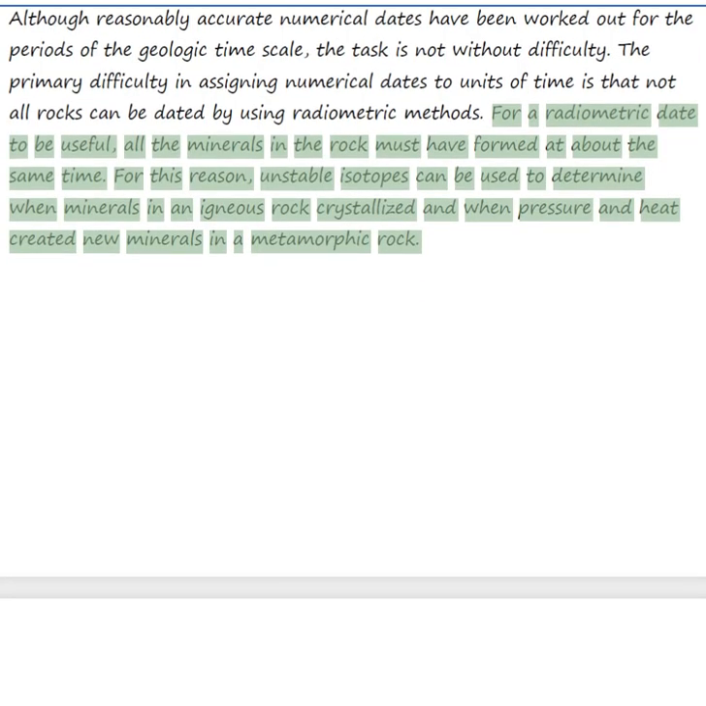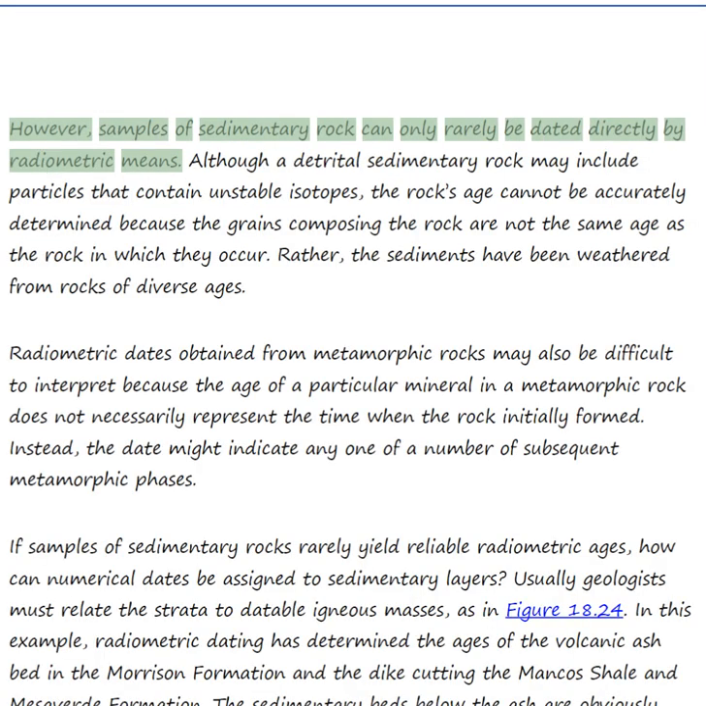For a radiometric date to be useful, all the minerals in the rock must have formed at about the same time. For this reason, unstable isotopes can be used to determine when minerals in an igneous rock crystallized and when pressure and heat created new minerals in a metamorphic rock. However, samples of sedimentary rock can only rarely be dated directly by radiometric means.